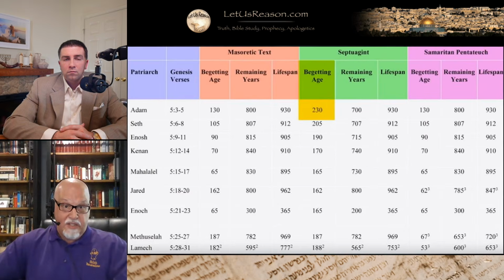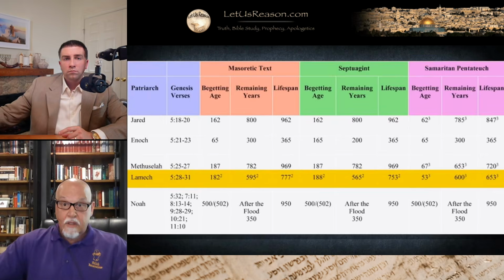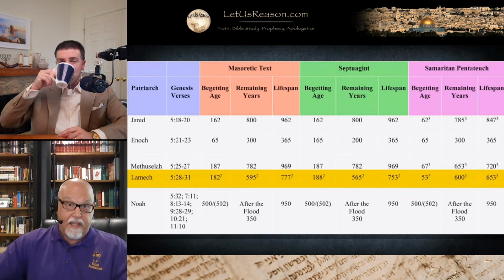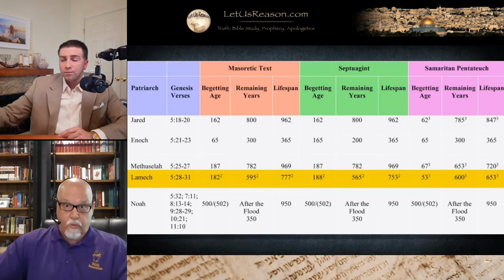And that's pretty consistent through Genesis 5 until you get closer to the flood, in which case you see the Samaritan Pentateuch begins to then diverge pretty drastically from the other two witnesses.